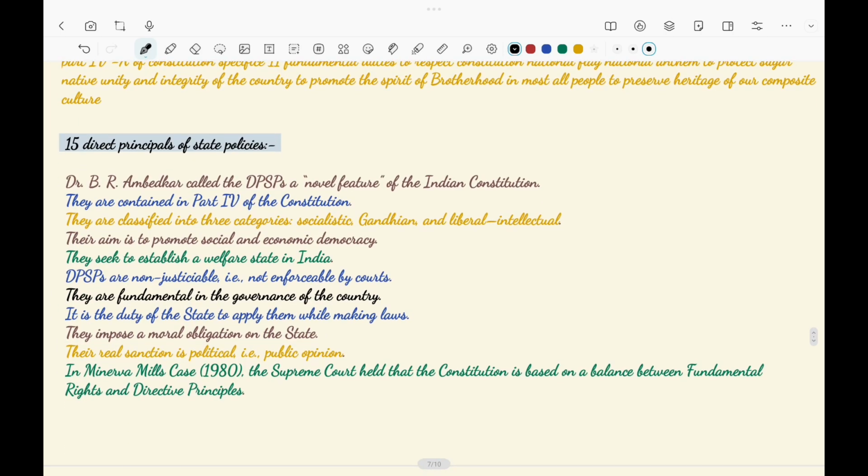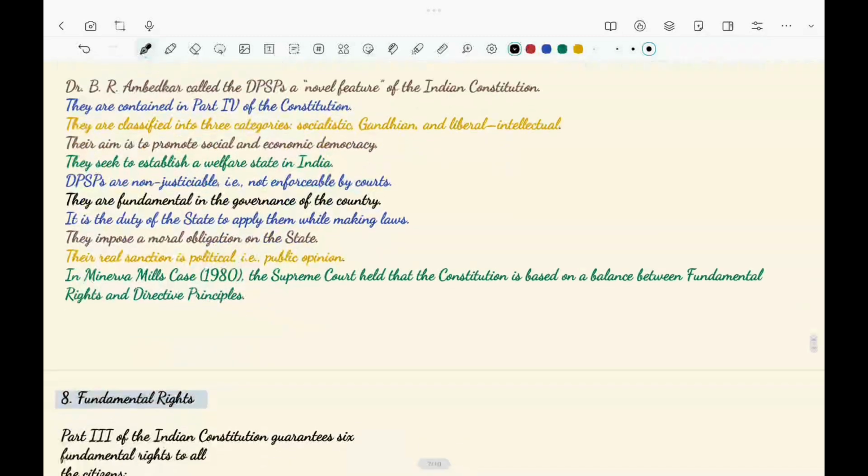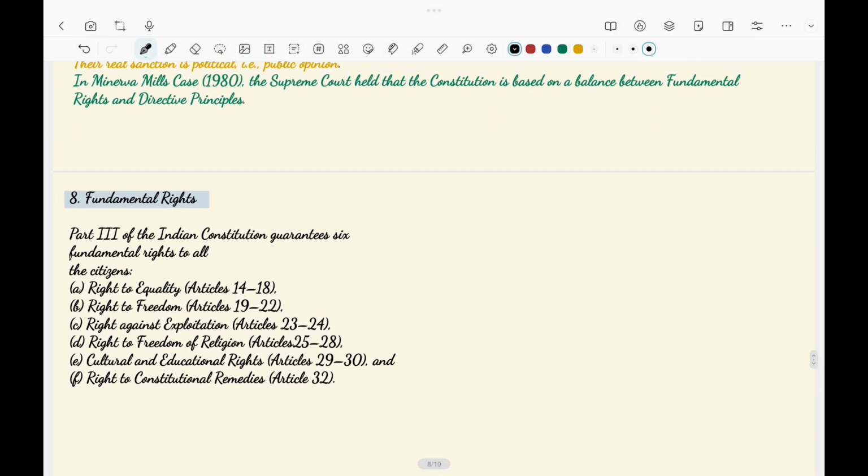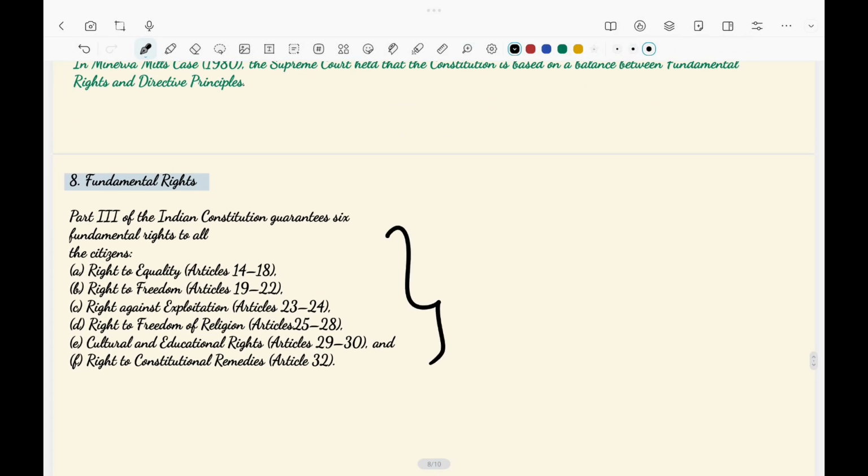And the other salient feature is the directive principles of state policy. Ambedkar calls it a novel feature, where the aim is to promote social and economic democracy. They seek to establish a welfare state in India, and these directive principles are non-justiciable, not enforced in courts, yet they are fundamental in the governance of the country. You'll be studying this in our next classes, and these are the fundamental rights that you have to focus on reading.